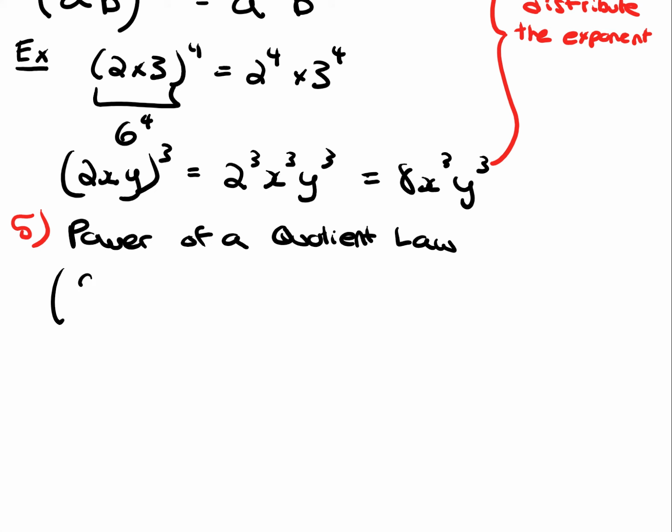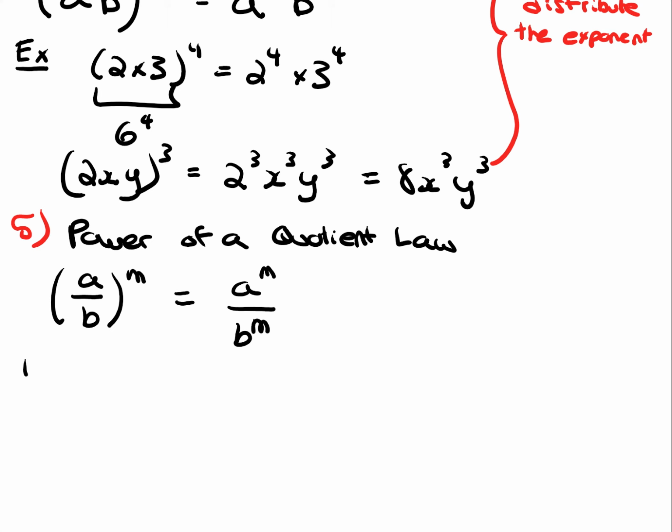So in this law, we have a fraction of a over b. This fraction is being raised to the power of m. What we want to do here is take a to the power of m and divide it by b to the power of m.